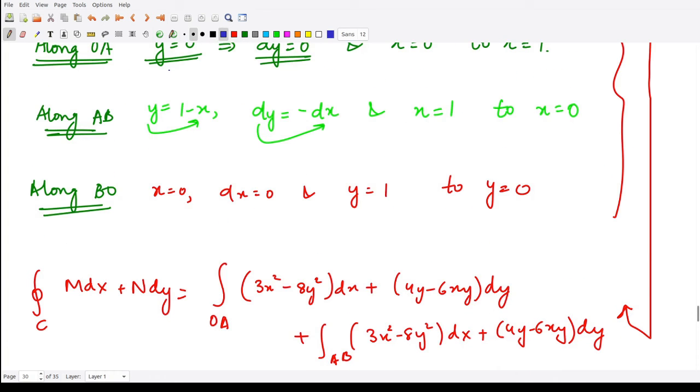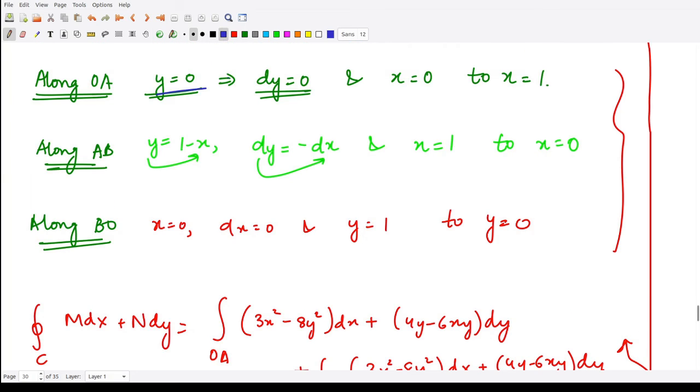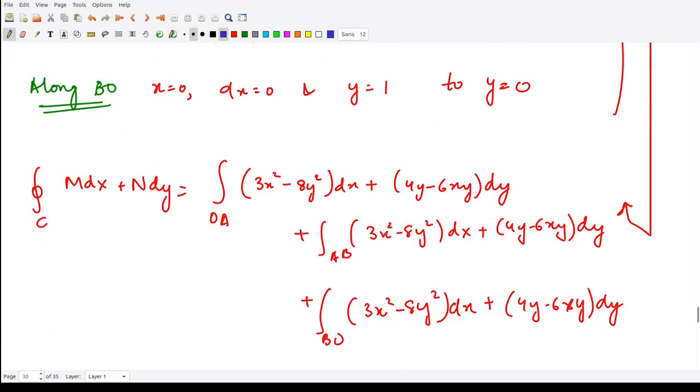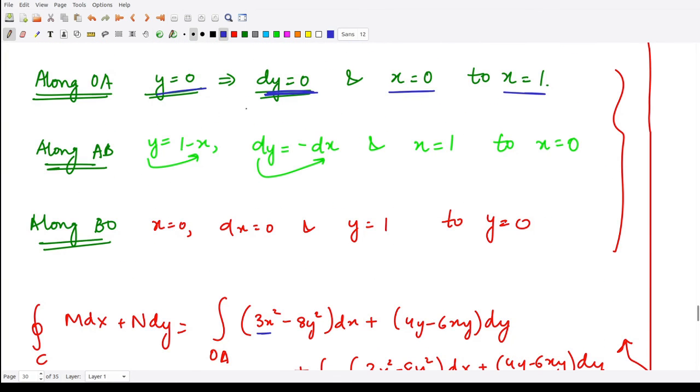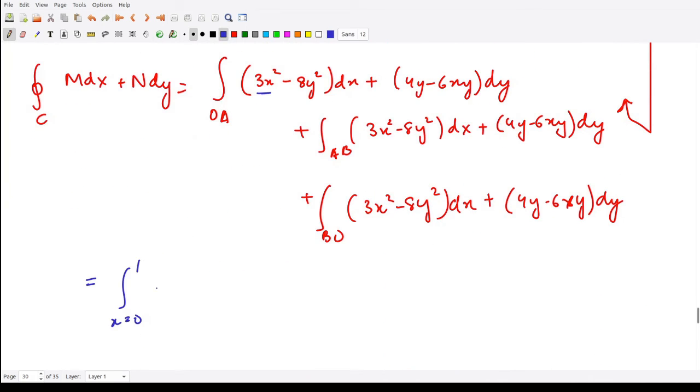Now we can look at our given curves. Along OA, we have the value of y as 0 and the value of dy as 0, and the limits of x vary from 0 to 1. So here we can write x varying from 0 to 1. The value of x we do not have any information about, but we have information about the values of y. So we will have 3x square as such, instead of y we will write 0, this is dx, and instead of y we will write 0, and instead of dy we will again write 0. So this is our first case.